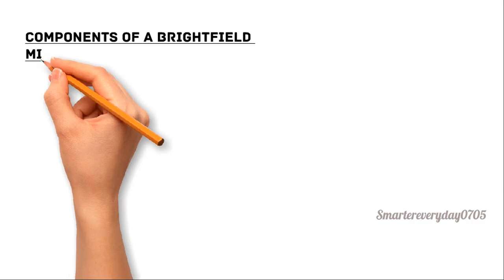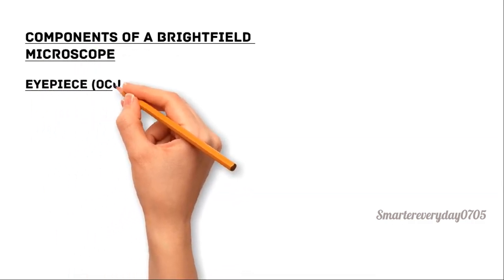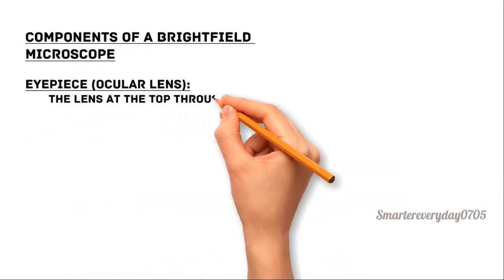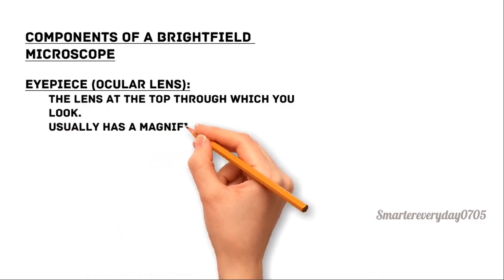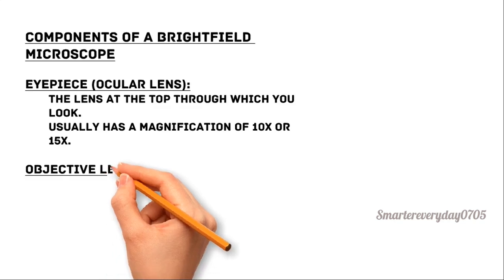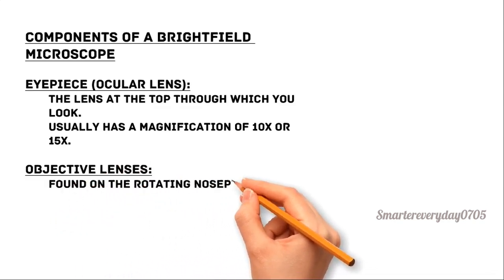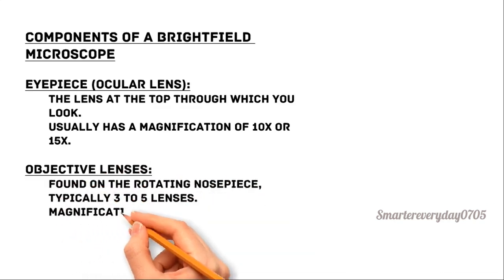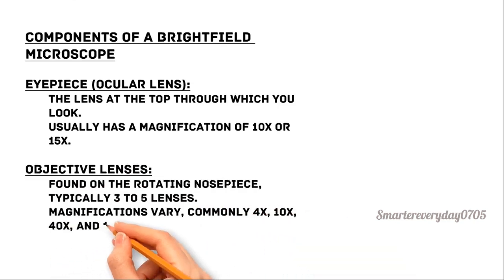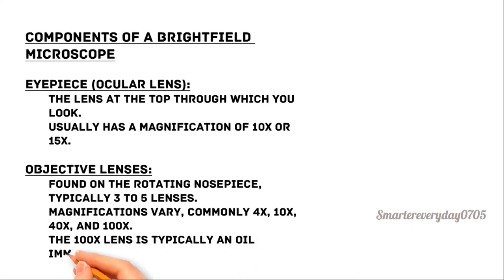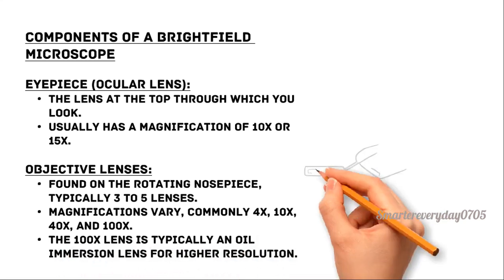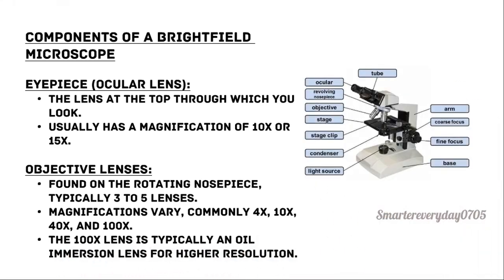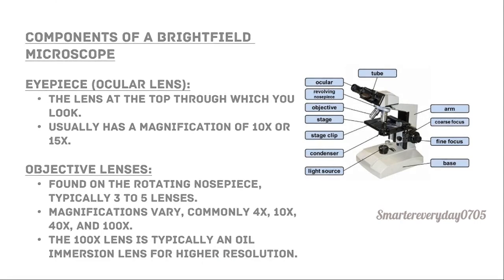Eyepiece or ocular lens: the lens at the top through which you look. Usually has a magnification of 10x or 15x. Objective lenses: found on the rotating nosepiece, typically 3 to 5 lenses. Magnifications vary, commonly 4x, 10x, 40x, and 100x. The 100x lens is typically an oil immersion lens for higher resolution.